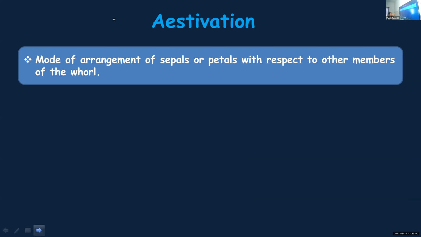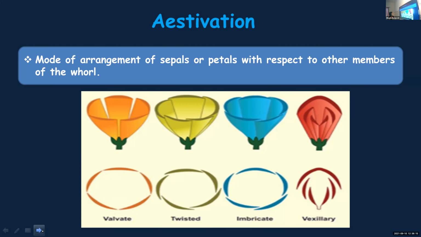Next is aestivation. So we are going to learn about aestivation. It's a mode of arrangement. Aestivation is a mode of arrangement of sepals or petals with respect to other members of the whorl. Other members are gynoecium and androecium. How the petals and sepals are arranged with respect to the other members, that is known as aestivation. So here you can see different types of aestivation. Valvate, twisted, imbricate, vexillary. The symbolic diagram you should know.